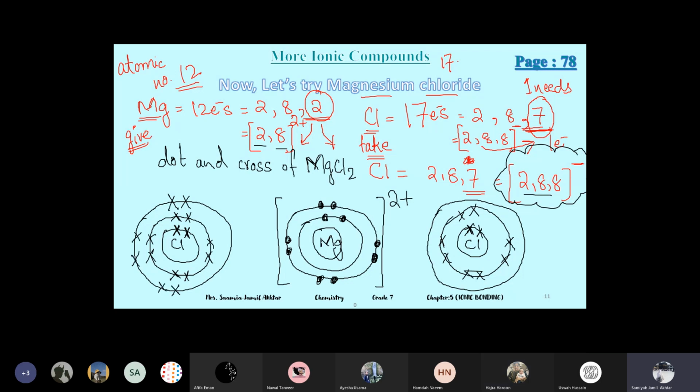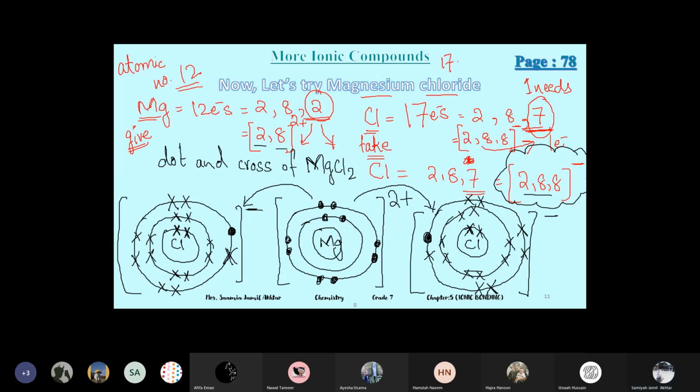So 7 crosses for the electrons of chlorine and 1 dot indicating the magnesium electron, which it has transferred. And again, 7 crosses, 7 electrons of chlorine, its own electrons, and 1 electron of magnesium, the dot one. Then square brackets, and each chlorine will get a minus charge because each chlorine is getting 1 electron. So 1 minus.